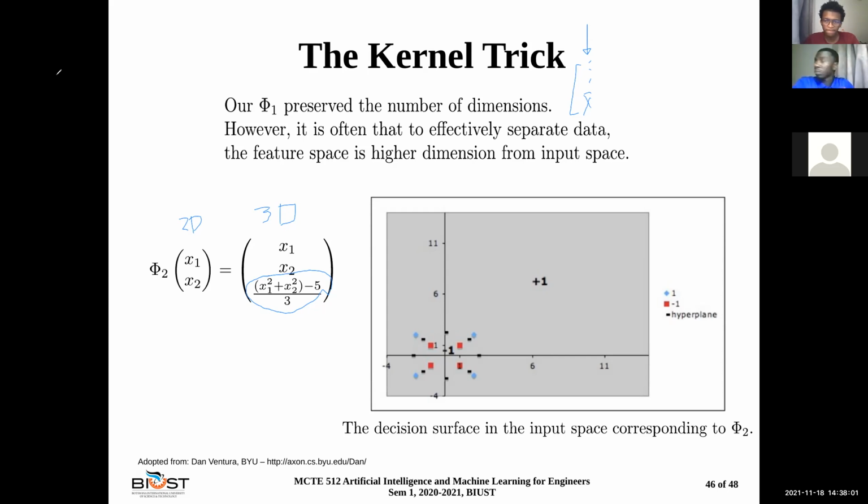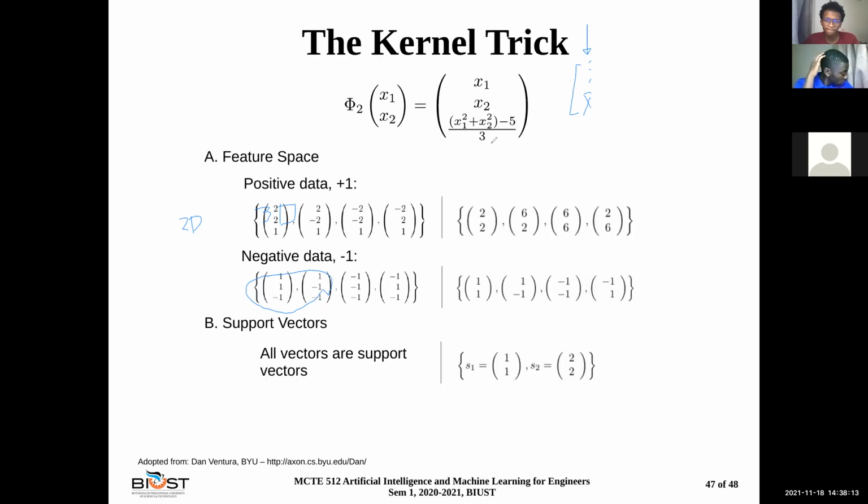Okay, let's move on. So now this is your transfer. I guess you already know the exercise: we input like this and we transform it into a feature space when we apply the same equation. So now this is your kernel trick.